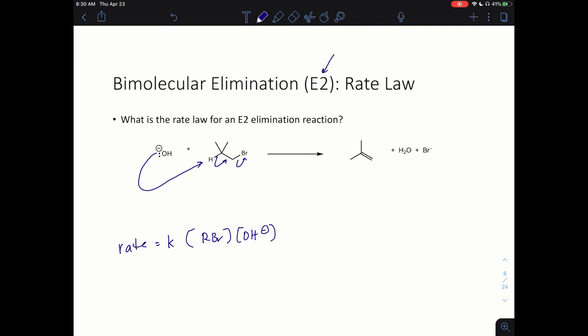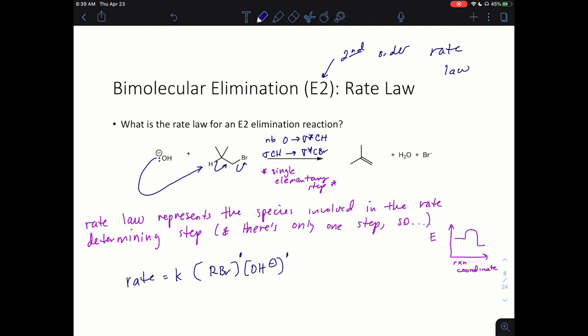This is called an E2 because it's second order, right? You have two first order species for a total of a second order rate law. So both the alkyl halide and the base will affect the rate of this reaction. And we can think back to what factors affected the rate of SN2 reactions. For an E2 reaction, we really want to think about leaving group, which is part of the alkyl halide. The leaving group affects the rate. More stable leaving group, faster rate of reaction.